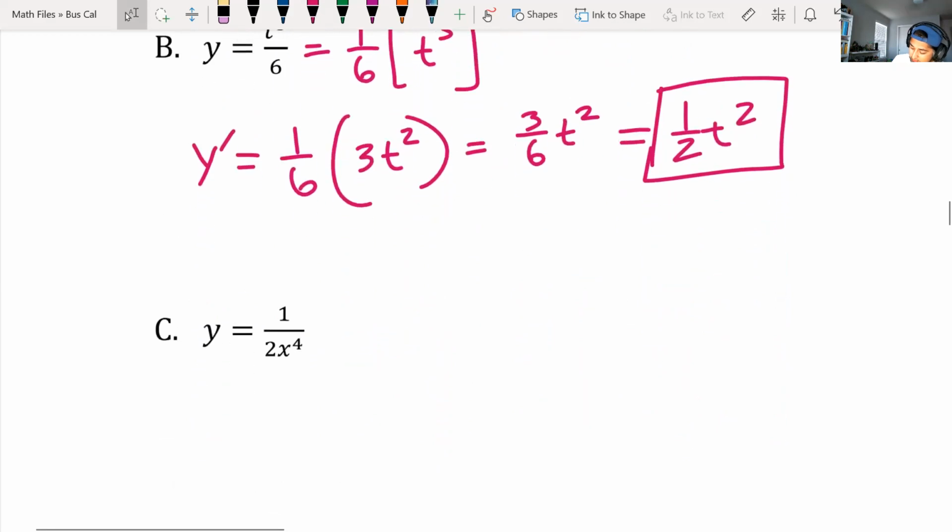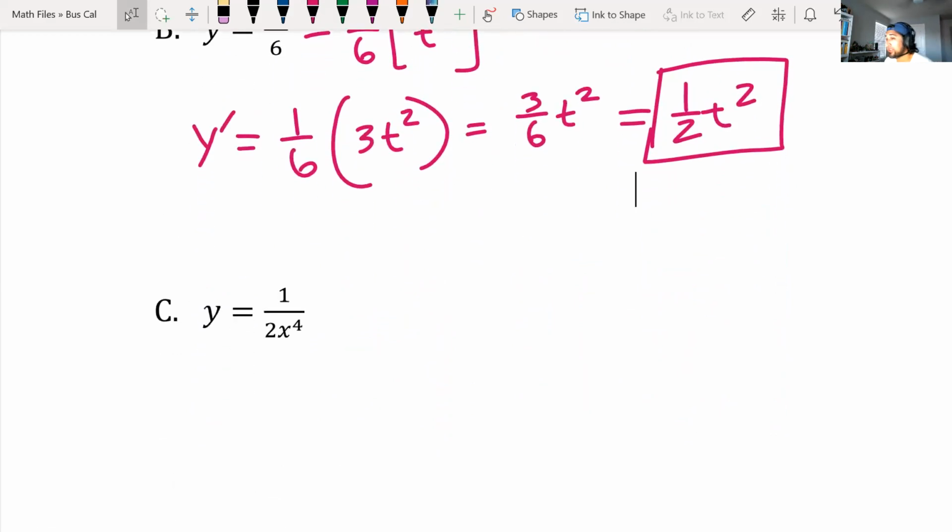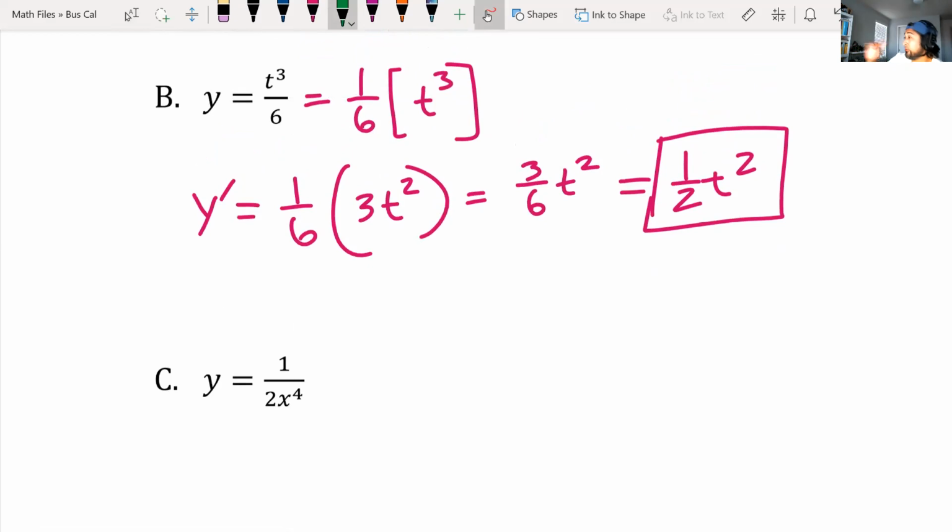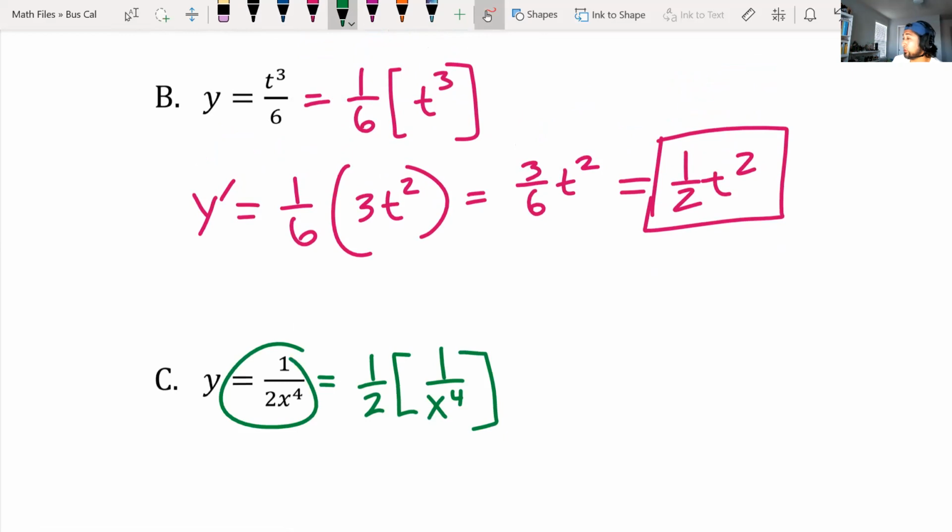Okay. Now we want to rearrange this one using that property. Once again, this is kind of like the one above it. What fraction would you take out? 1/4? Not 1/4, that's the power. I would take out 1/2. And this would leave me with 1/x^4, because 1/2 times 1/x^4 is the same as the original problem.